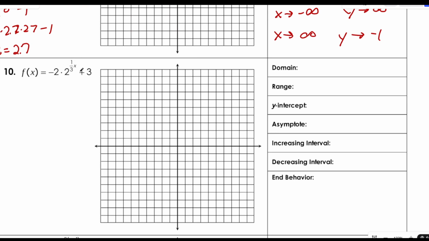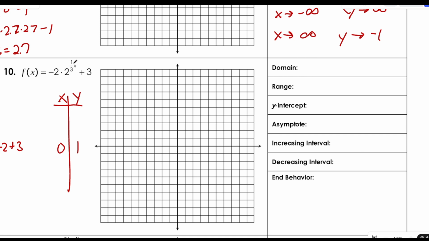Ooh, yuck. Alright, yeah, we can do this as a transformation, but we'll just stick with making tables. And I'll probably always start with 0. Seems to always be a good number to plug in. Alright, so again, negative 2 times 2 to the 0, which just makes that 1. So I got negative 2 plus 3, I got 1.